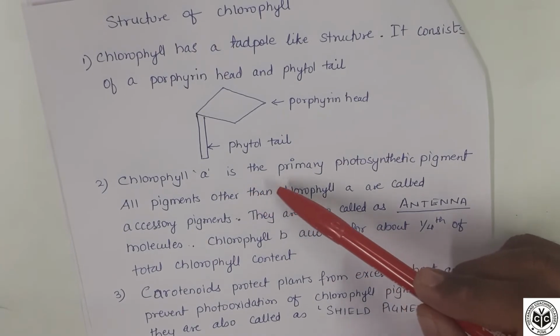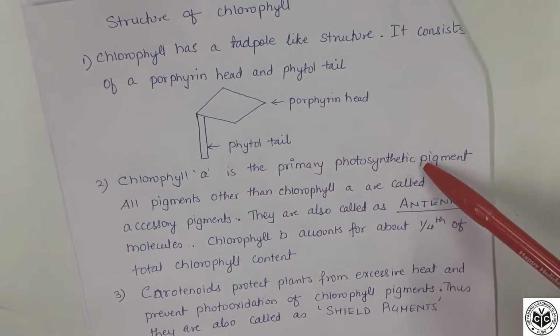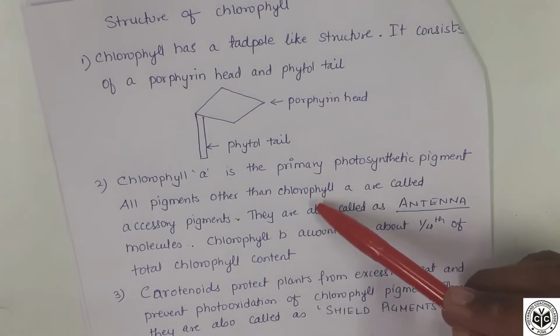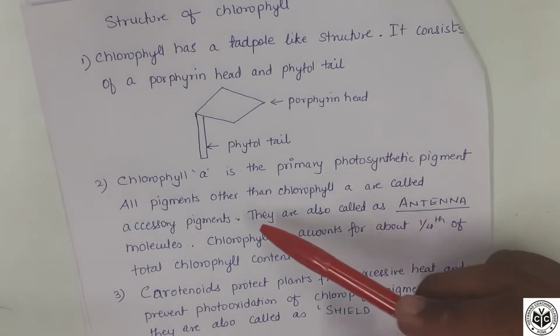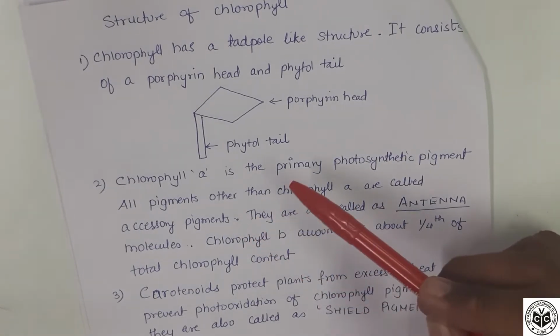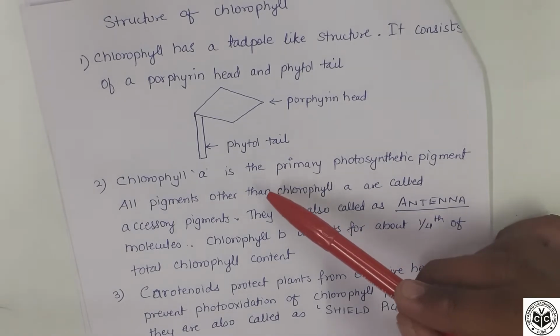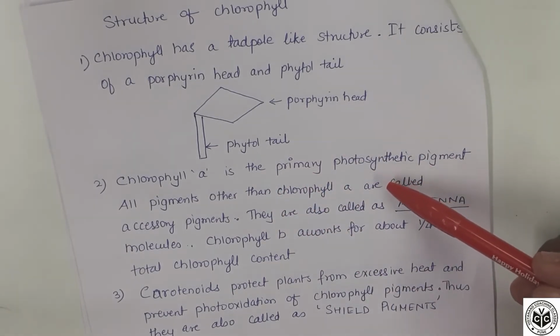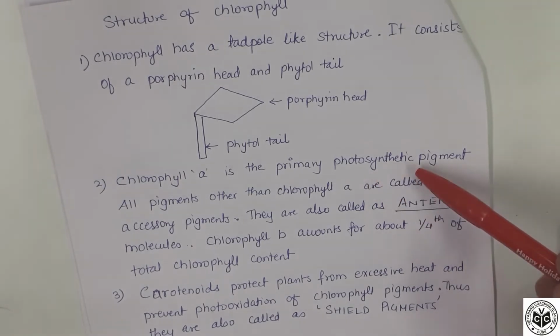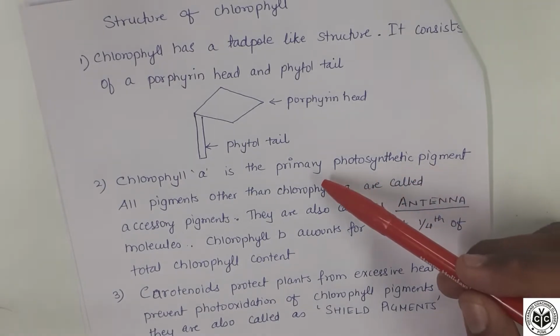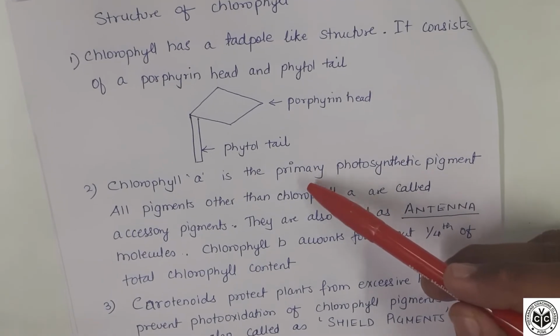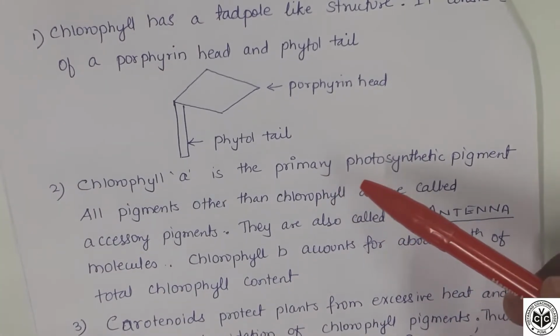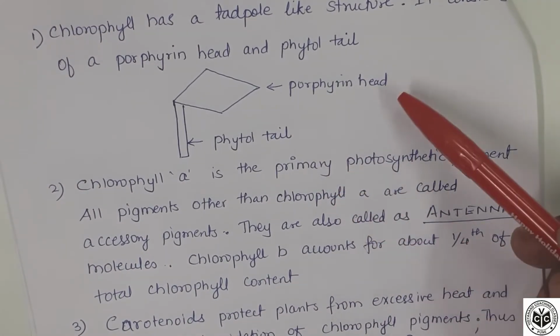Now chlorophyll A is the primary photosynthetic pigment. All pigments other than chlorophyll A are called accessory pigments. Out of all the pigments, chlorophyll A is said to be the essential pigment, or the primary photosynthetic pigment. Now, why is it said so? Because only chlorophyll A has the ability to transform solar energy into chemical energy.